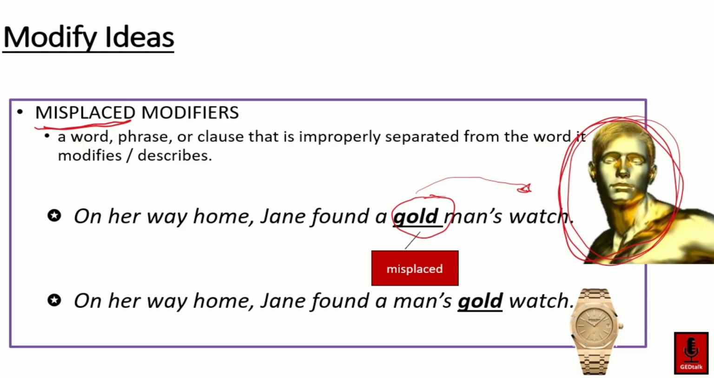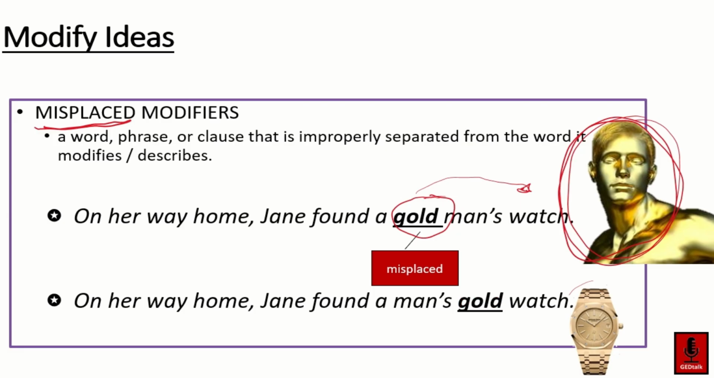because the gold is meant to be next to watch. Remember, when you modify ideas, you want to make sure the adjective, the adverb, is placed as close to the noun or the verb that it's describing. When you move it away, that's when the sentence is misleading and your reader's like, wait, you found a gold man or did you find a gold watch that happens to be a man's watch? And once again, folks, when we look at the second sentence, we don't even need to include gold for the sentence to be good. On her way home, Jane found a man's watch. Perfect. That is a good sentence.